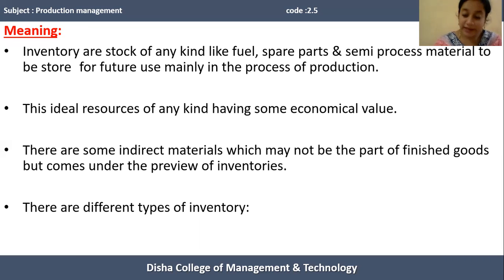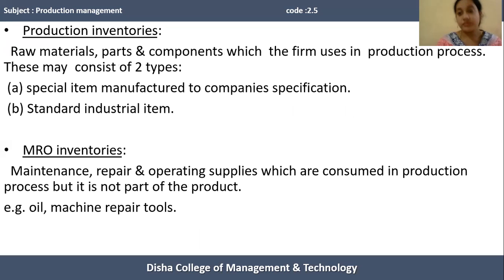Again, there are different types of inventory. Generally, there are four types of inventory. The first one is production inventory, then MRO inventory, in process inventory, and finished goods inventory. Let me discuss the various types of inventory in detail one by one.